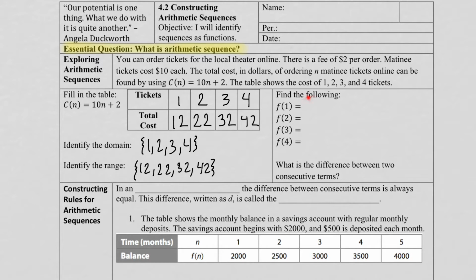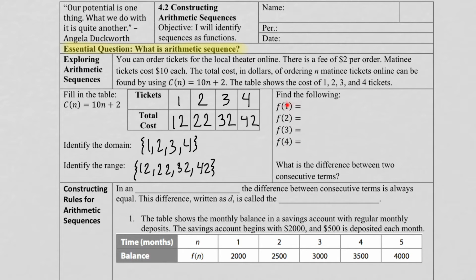The next part is over here where it says find the following: f of 1, f of 2, f of 3, f of 4. Remember what we discussed yesterday. When you see this f of 1, if we're talking about a sequence, which this is 12, 22, 32, 42, what you want to do for f of 1 is say what is the first term. f of 2 means what is the second term. f of 3 means what is the third term. f of 4 means what is the fourth term. That's what those things mean.